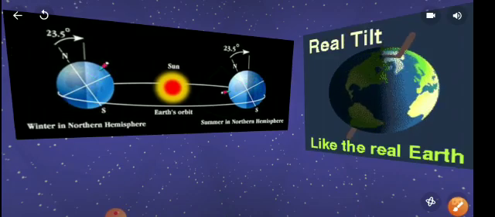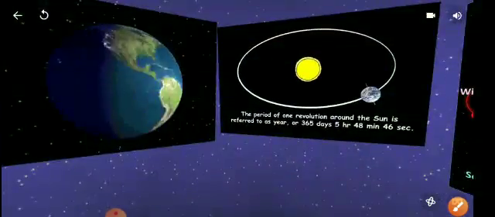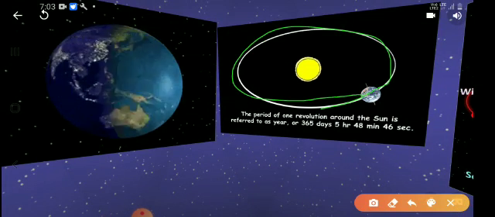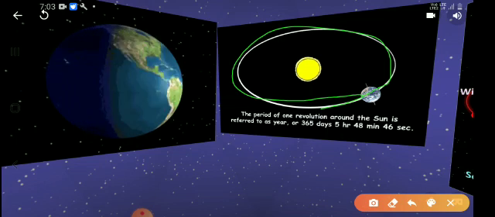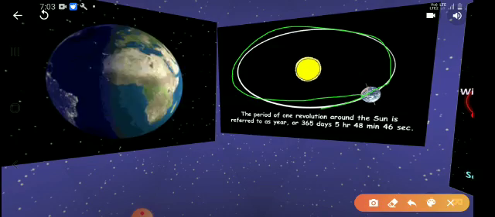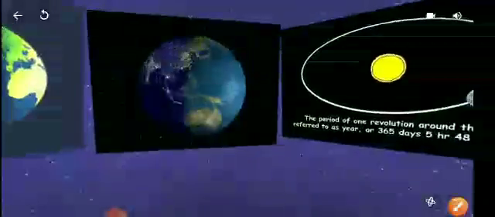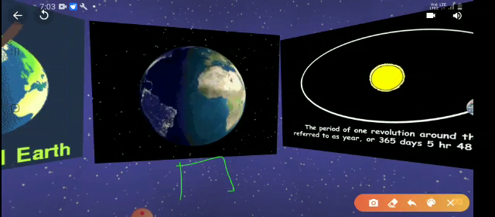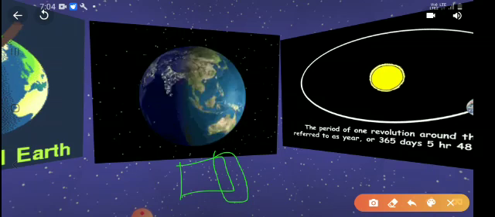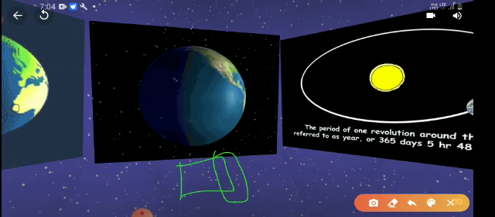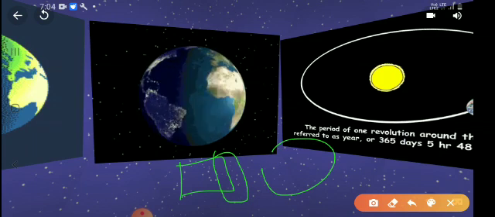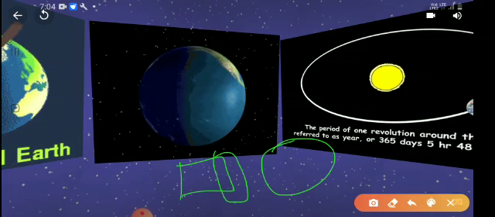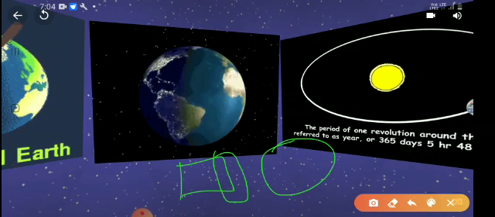It is 66.5 degrees with its orbital plane. What is an orbital plane? You can see an orbital plane here. The plane formed by the orbit is known as the orbital plane. The earth receives light from the sun unevenly because it is spherical in shape. If the earth were square in shape, all places would have got the same amount of light. But it is not so. Because it is spherical, the sunlight is distributed unevenly.